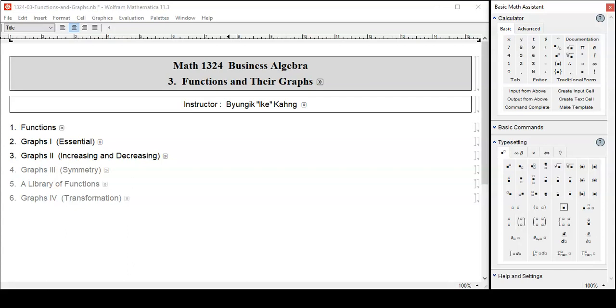And what do you mean by the domain? What's the range? What does the x-coordinate mean? What does the y-coordinate mean? All those are extremely, extremely important. Make sure you understand all those.